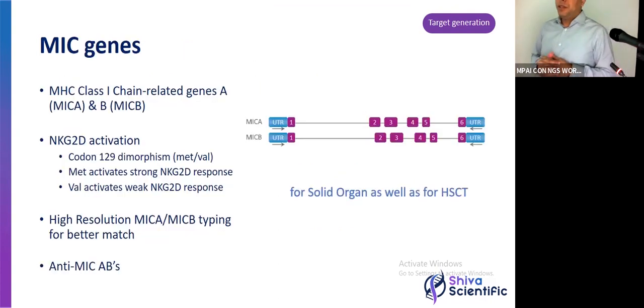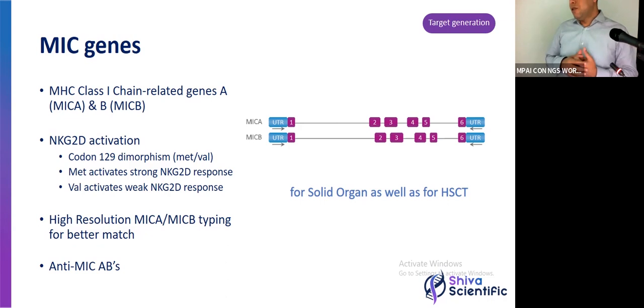Next, MIC genes. MIC genes are broadly categorized into 2 sets, MICA and MICB. So what does MIC stand for? MHC class 1 related genes A and B. So MICA and MICB, they are actually like a ligand for NKG2D activation. And on the codon 129, there's a mechanism which actually can create a strong or a weak NKG2D response. So a transplant lab can actually do a high resolution MICA, MICB typing. So they will also get to know this dimorphism.